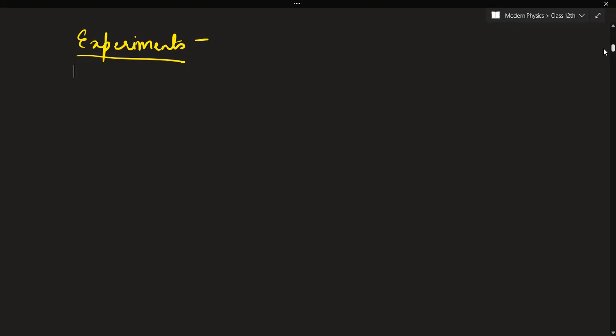Davisson and Germer's experiment is deleted. Photocells are deleted. De Broglie waves, I just have to check whether they are included or not. If they are included, they'll have certain questions. Otherwise, these two topics are just there in dual nature: de Broglie waves and photoelectric effect. So on Monday, we'll be able to finish this lesson. Fine, let me just discuss what I was discussing.